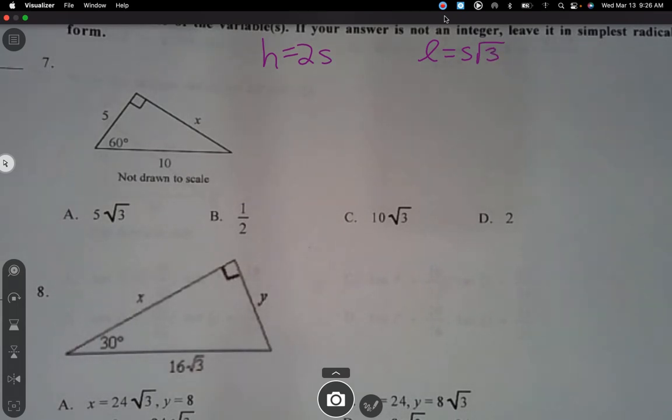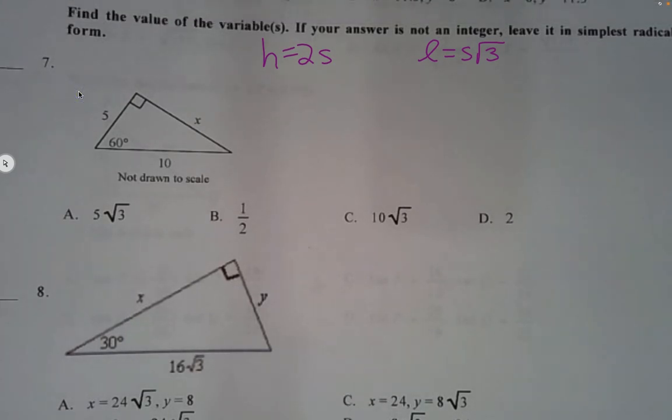Shh, y'all be nice. Okay, now on this one, I have the hypotenuse, and I have the short leg. Does everybody see that? So do I even need to use that formula? I have both of those things. If I use the formula, it's 10 equals 2 times 5. So there's no need in even using that formula. What am I looking for? The long leg.